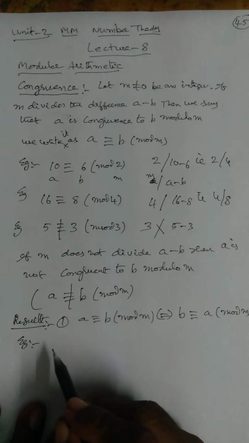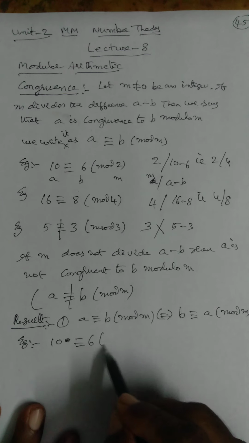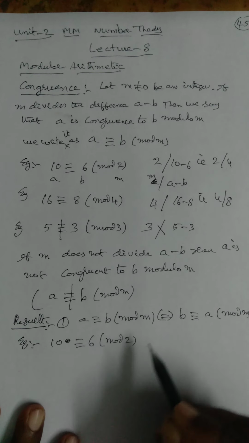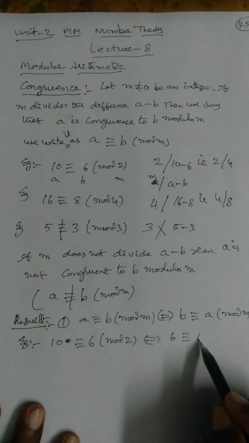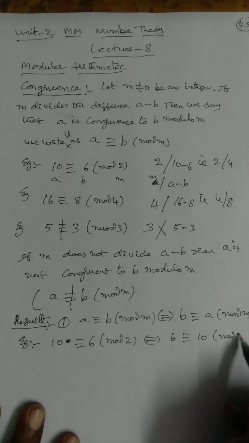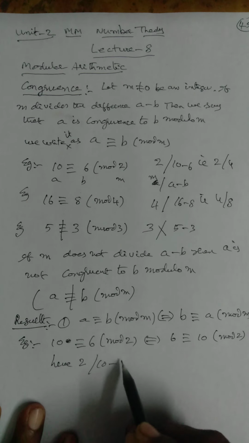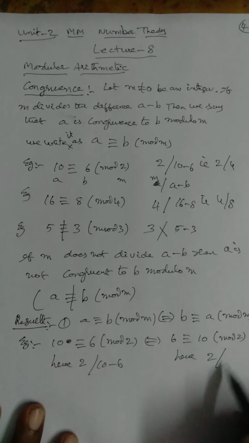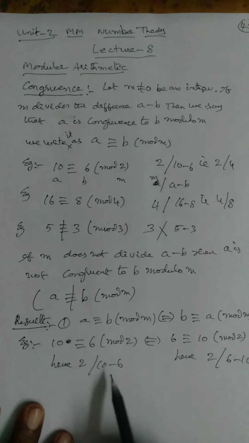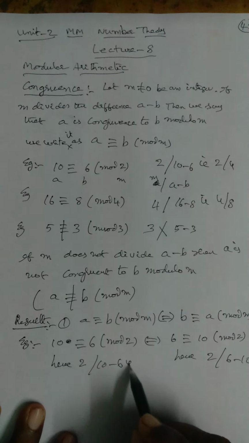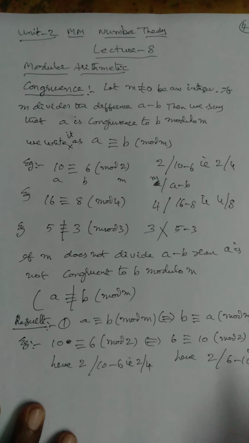Example: 10 is congruent to 6 mod 2 if and only if 6 is congruent to 10 mod 2. Here 2 divides 10 minus 6. Here 2 divides 6 minus 10, that is 2 divides minus 4. 2 divides 4, that is 2 divides minus 4.